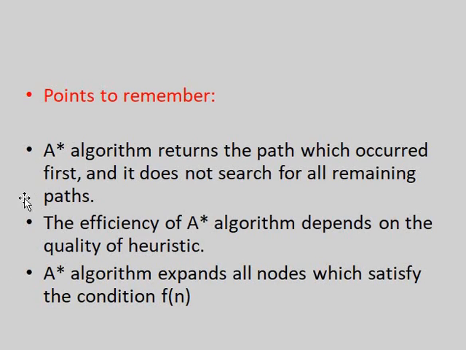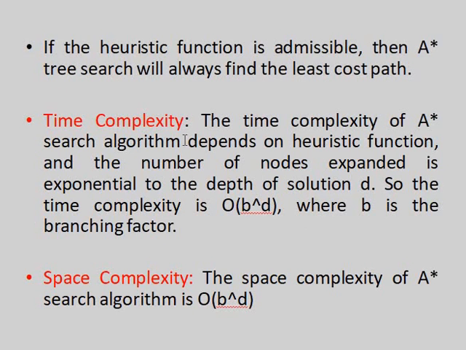In this case, you can say the A star algorithm will return the path which occurred first and it does not search for all the remaining paths. The efficiency of this algorithm depends upon the quality of the heuristic. Whatever values are given in the table, it depends totally upon those values. And the A star algorithm will expand all the nodes which satisfy the condition f(n). If we talk about the time complexity and space complexity, then it is big O of b raised to d, where b is the branching factor.